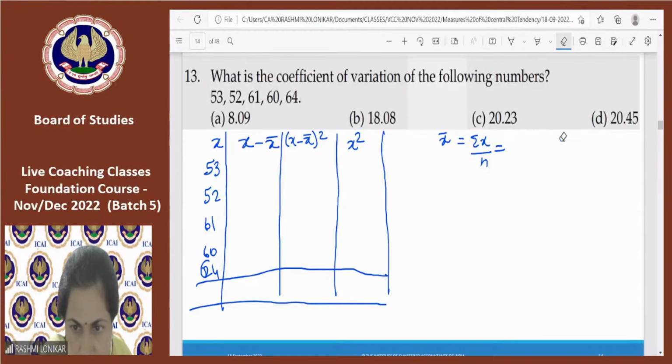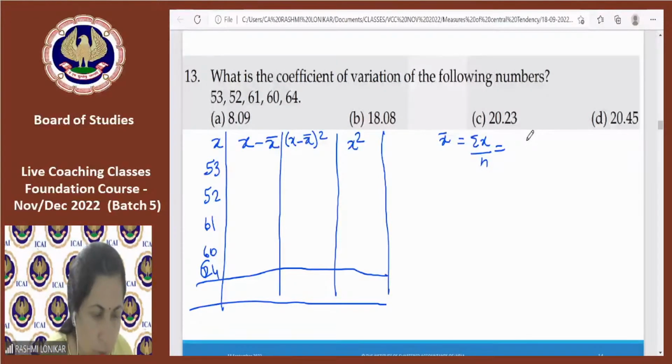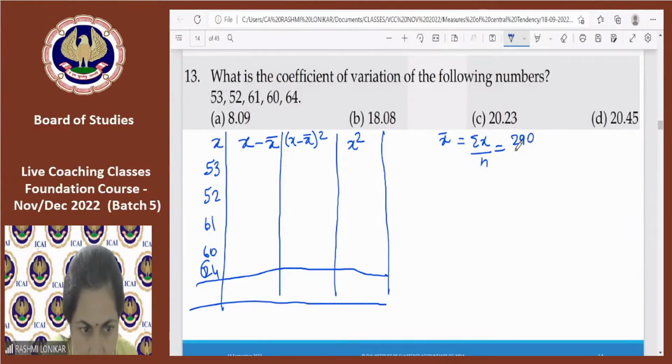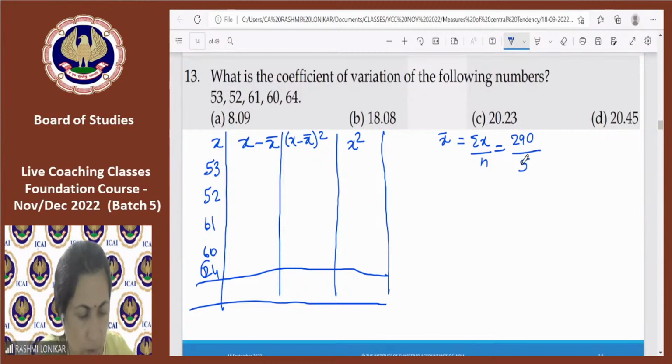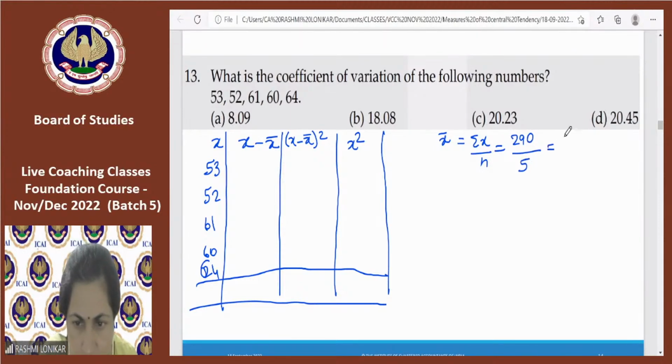So how much will be summation x? 53 plus 52 plus 61 plus 60 plus 64. That is 290 upon 5, which is equal to 58. Okay. So I've got 58. So 53 minus 58 will be minus 5. 52 minus 6. 61 will be plus 3. 60 will be plus 2. And 64 will be plus 6.